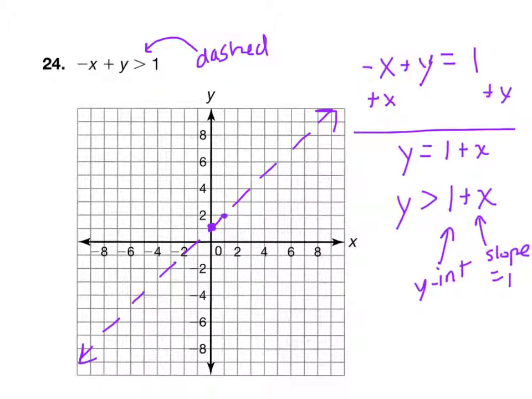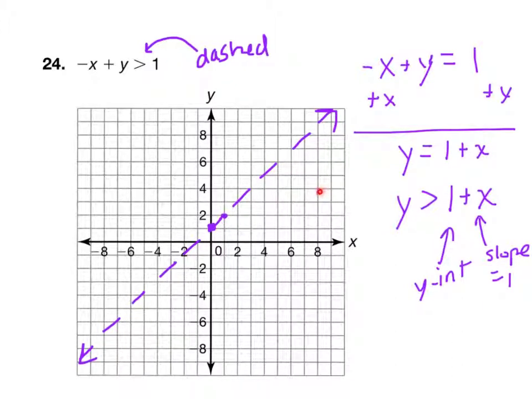So once you have your line, okay, we want to shade a certain side. We have the line, it's dashed. How do you figure out which side of this you're going to shade? You got to find out a point and see if it's true. So again, it doesn't matter. You could pick any point you want. You could go out here and pick 8, 4.